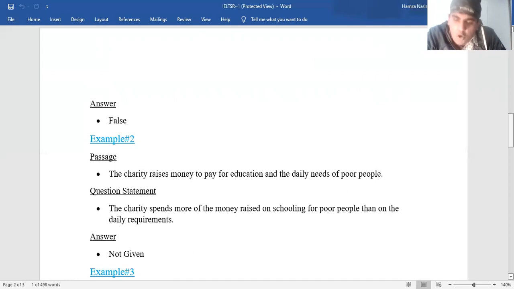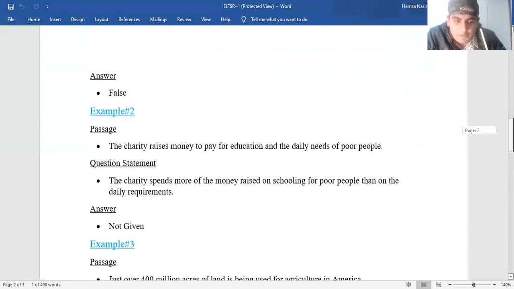The reading passage, all it did was mention that the charity was raising money for fulfilling two purposes. Nowhere in the passage is it mentioned that more money is going to go on schooling and less money is going to go on meeting the daily needs of the poor people, right? That is something that is additional. Well, could be true, could be false, but bottom line, we do not have enough information in the reading passage in order to verify the authenticity of the question statement, in which case we will say that since we do not have enough evidence, therefore the answer will be not given. All right, thank you.